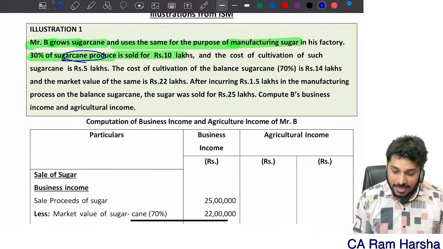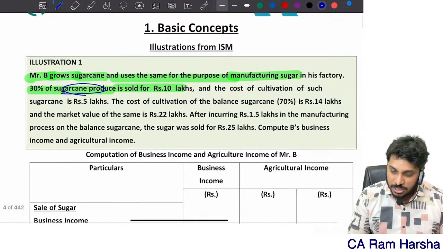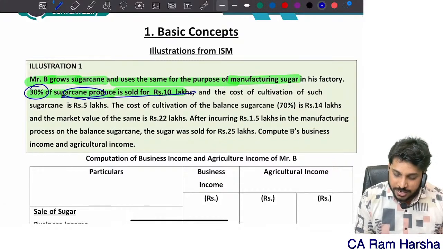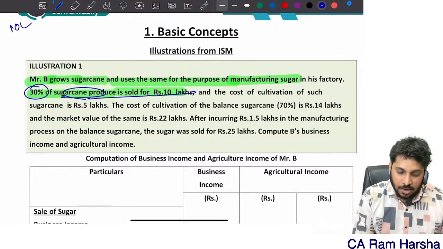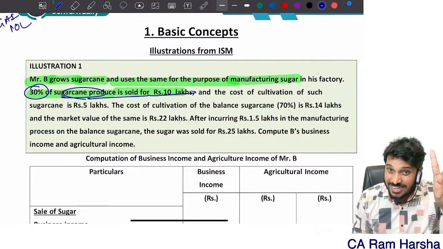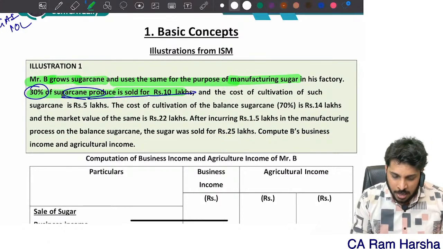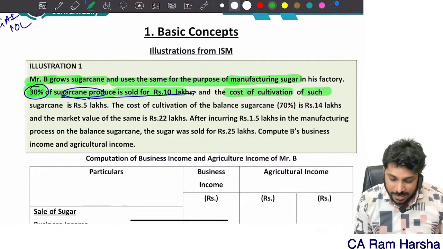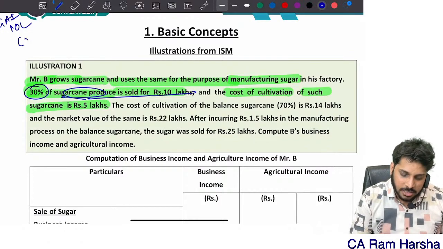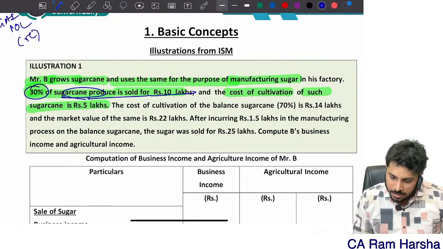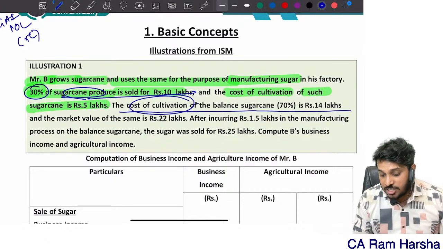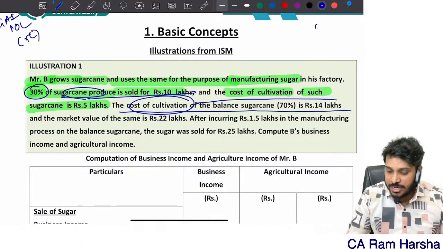Oh, sugarcane directly sold. How much is it sold for? 30% of the sugarcane is sold for 10 lakhs. 10 lakhs is gross agriculture income. Remember, it is not net, it is gross. And the cost of cultivation of such 30% sugarcane is 5 lakhs. Oh, so cultivation expenses are 5 lakhs. The cost of cultivation of the balance 70% sugarcane is 14 lakh.